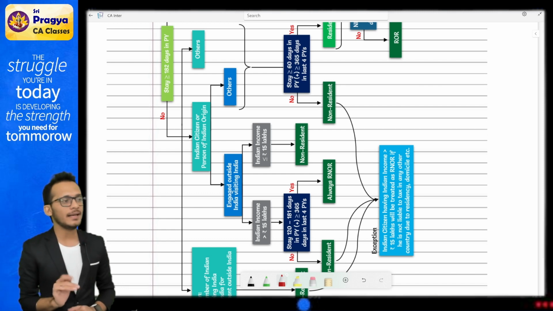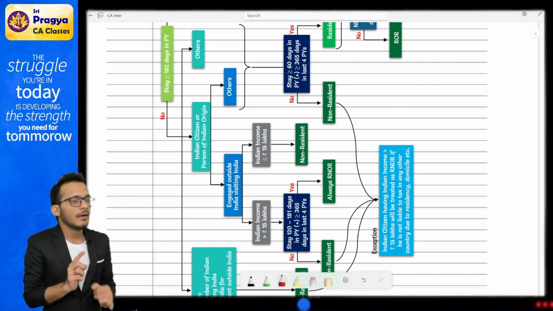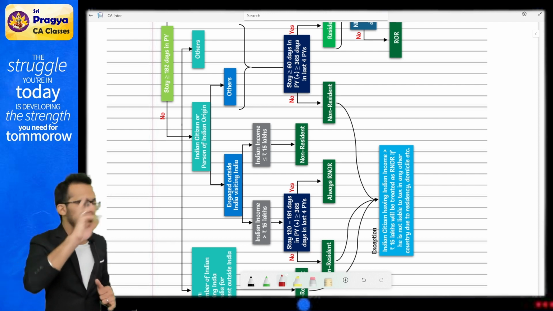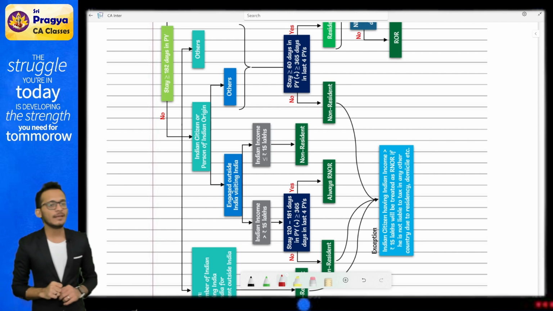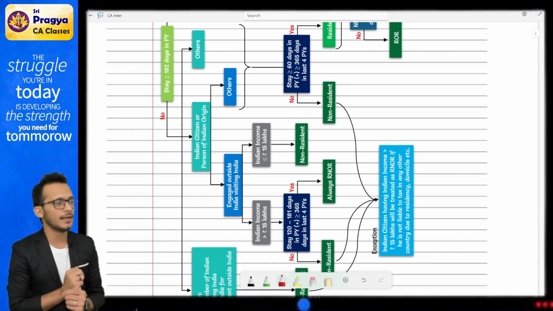You say, no Rahul, my Indian income is more than 15 lakhs. I come and say, okay, now tell me, have you stayed in India for 120 days in the previous year and 365 in the last 4 previous years? If you tell me, yes Rahul, I have done that, you directly become an RNOR. If you don't satisfy that, you are now an NR.